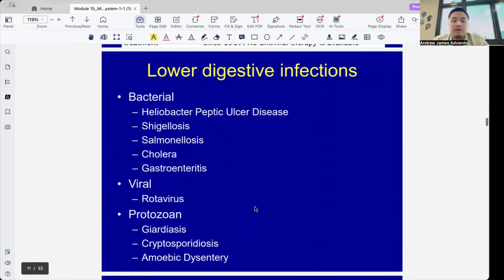Let's jump now to the lower digestive infection. Now, these include bacterial diseases like cholera, and salmonella, salmonellosis, viral infections like rotavirus, and protozoan infections like giardiasis.